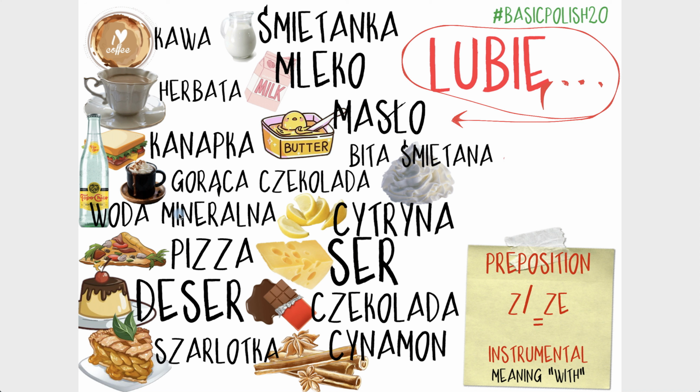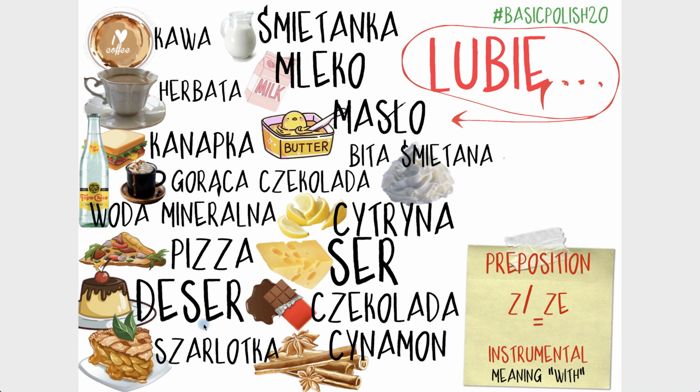I like mineral water with lemon. Let's start. Lubię wodę. This is a noun, this is an adjective. So lubię wodę mineralną z cytryną. Mineralną, adjective and accusative. Noun and accusative. Noun and instrumental. Now, I like pizza with cheese. Lubię pizzę z serem. I like pizza with cheese.